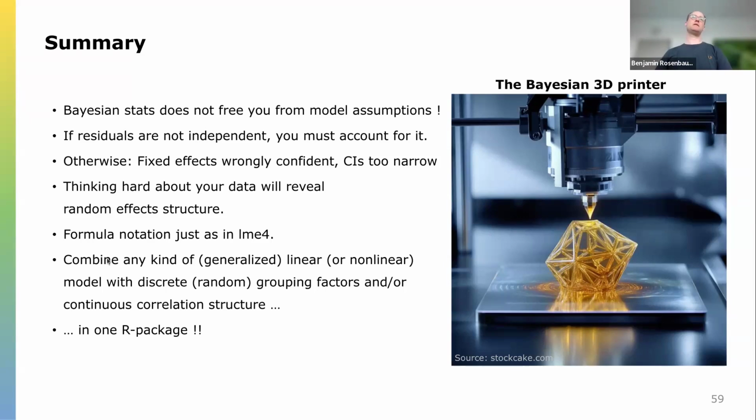In BRMS, writing formulas is just the same as in LME4. This makes the transition very easy. We didn't specify it here, but you can also use generalized linear models. In BRMS, you can even use nonlinear models while accounting for random grouping factors in this mixed or hierarchical way. And the cool thing is you can do all of this in just one package, which makes it easy to compare models across different levels of hierarchy.